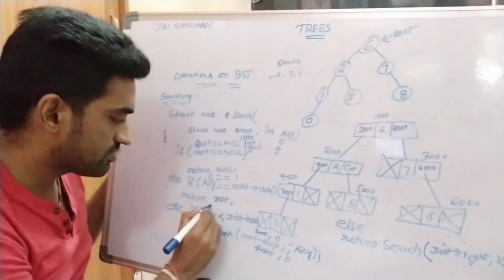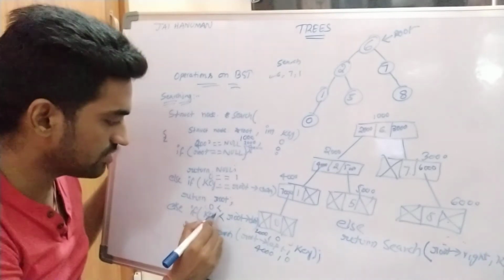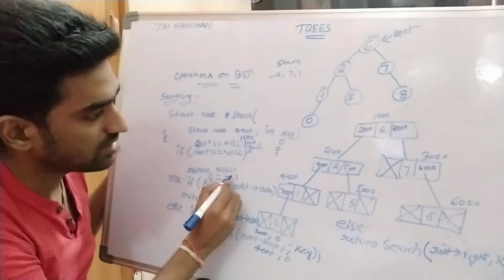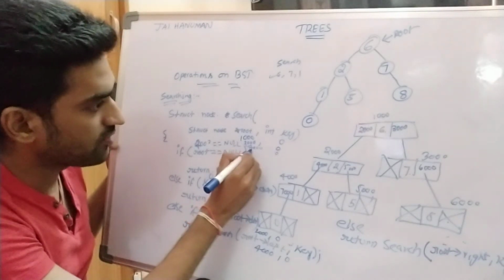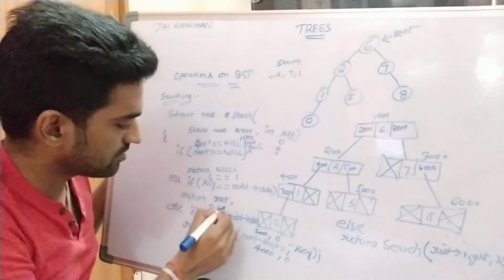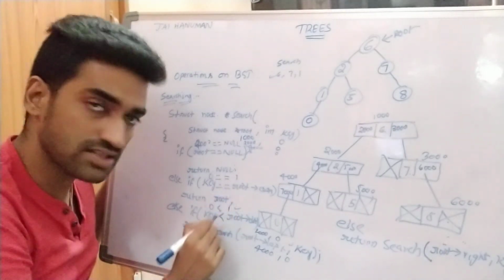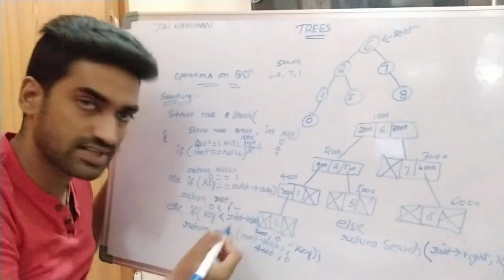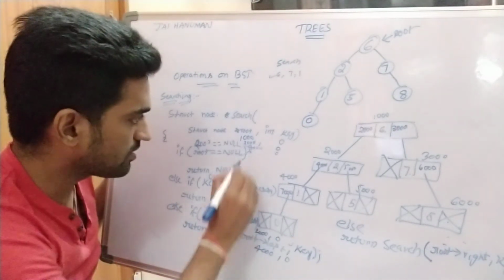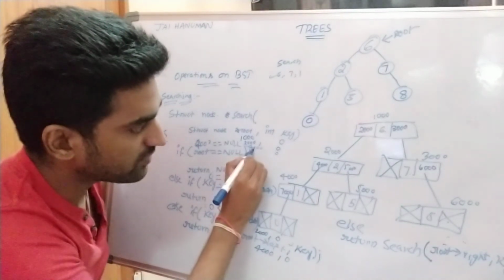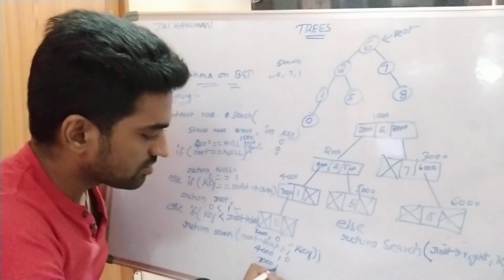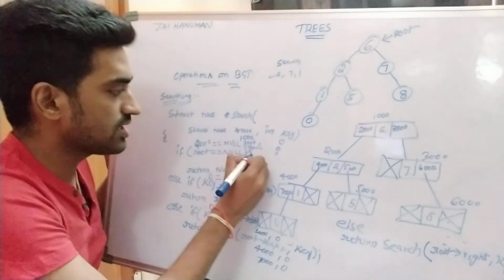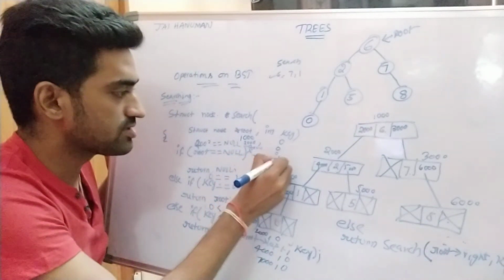So key 0 less than root data. So what is the root? 4000. 4000 holds the 1. So 0 less than 1. Condition is true. So that's why we can call this procedure recursively. Root of left. Now 4000 left is 7000. 7000 comma 0. So here I am calling 7000, 0.